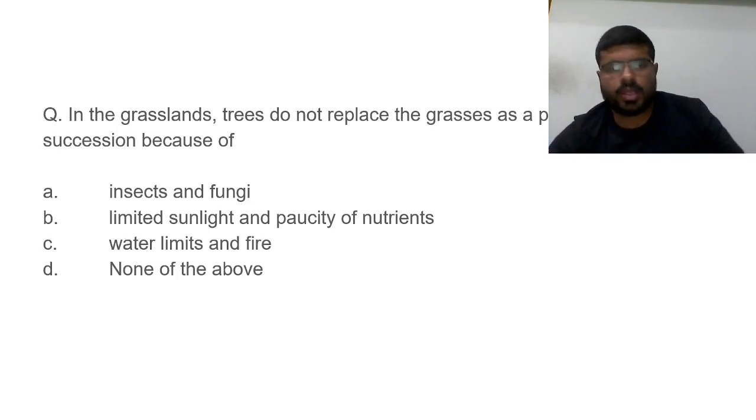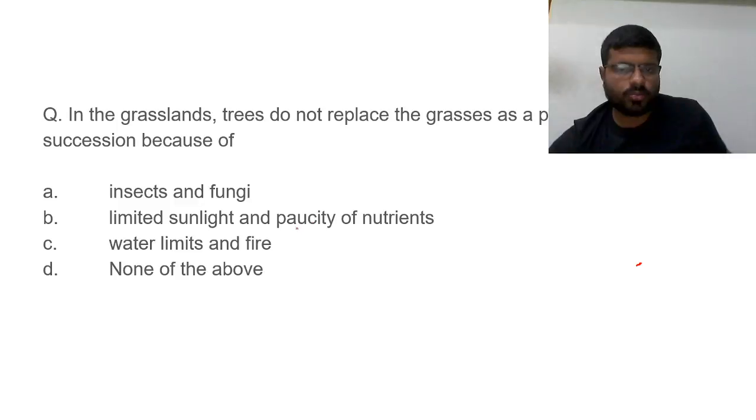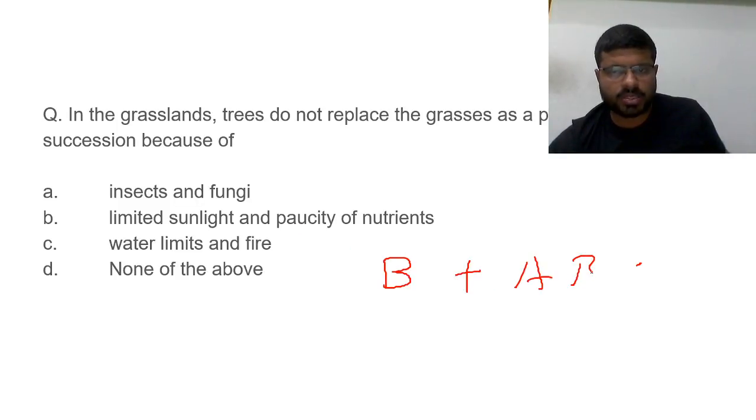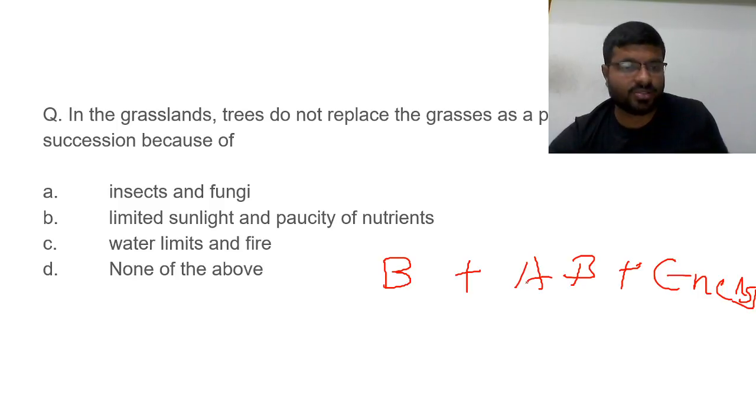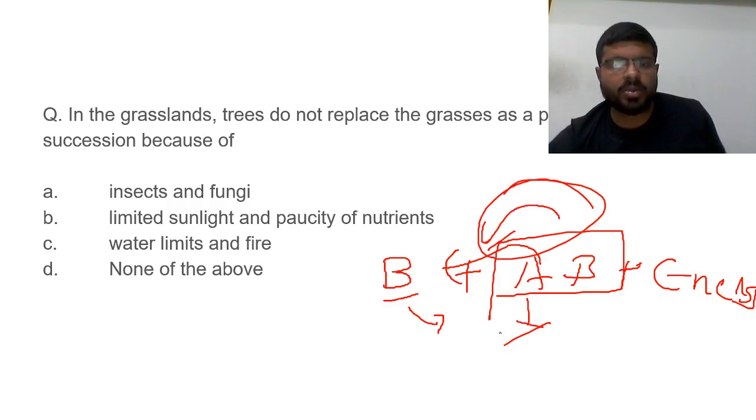Now, you see, every ecological area, whatever happens there, is nothing but the interaction of biotic plus abiotic plus energy flow. Many times I'll be using this phrase, you might be bored of it, but that's what you have to discuss. In the grasslands, trees, which are part of the biotic, do not replace grasses because the abiotic factor is a limiting factor. Which abiotic factor acts as a limiting factor so that trees are unable to replace grasses? In grasslands, you will have water limits.